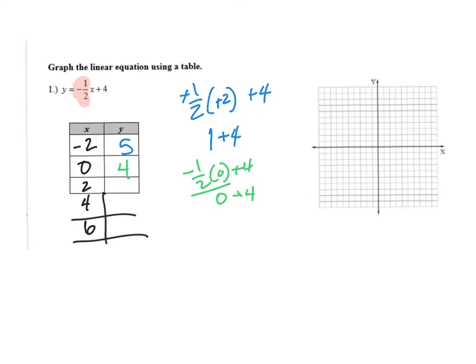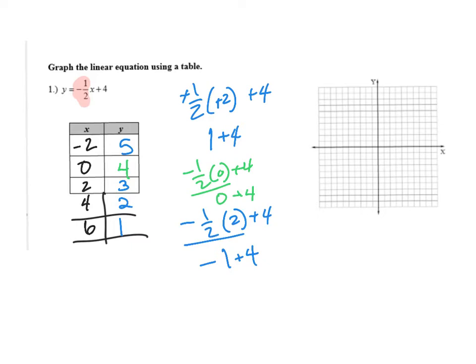You can kind of already start to see the pattern, so let's do one more. Negative 1/2 times 2 plus 4. So negative times a positive is a negative. 1/2 of 2 is 1, so negative 1 plus 4 gives me 3. So you can see the pattern, so I'm just going to finish it: 2 and 1.